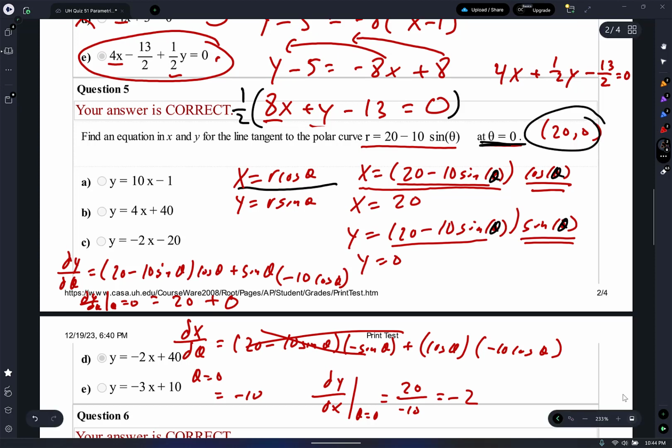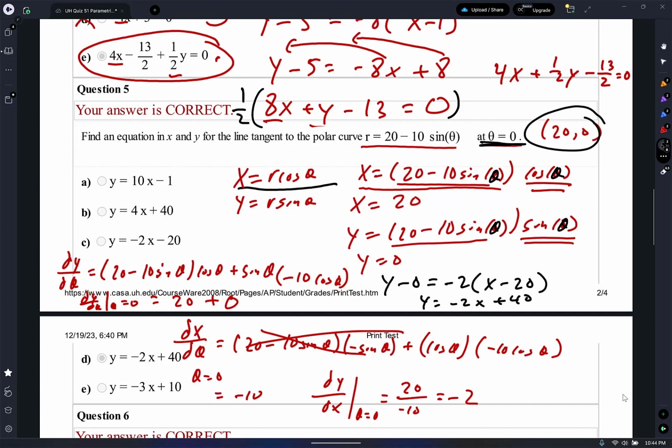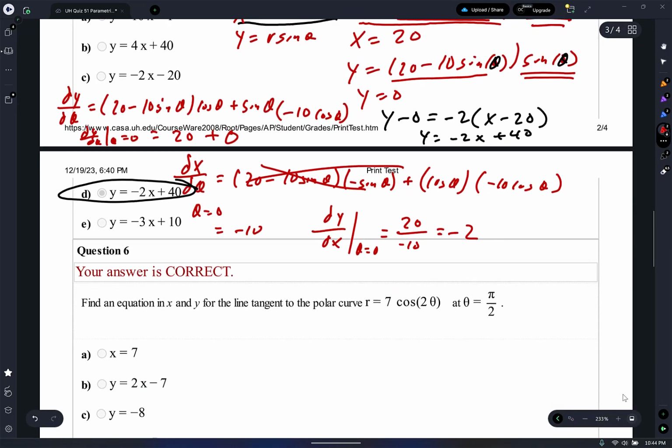I'm just using my point. y minus 0 equals my slope, negative 2, parenthesis, x minus 20. So y equals negative 2x plus 40. And there it is. All right, let's keep going.